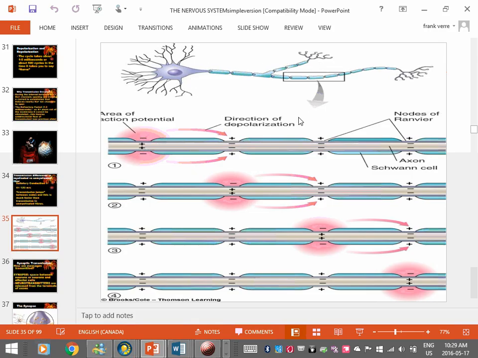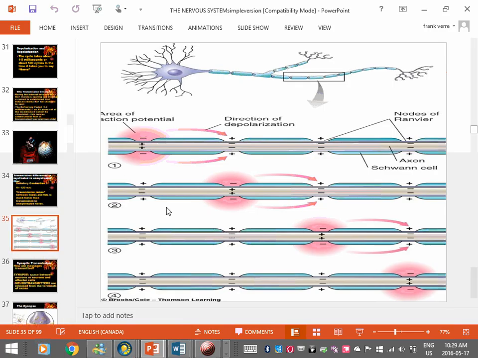Okay, so the myelin sheath refers to that coating, which I said to you is like the plastic coating on wires. You'll notice that there's gaps in the myelin sheath. So the thing about a neuron that's myelinated, and see if you can figure this out, it's actually faster than a non-myelinated or unmyelinated neuron. Why do you think it's faster?